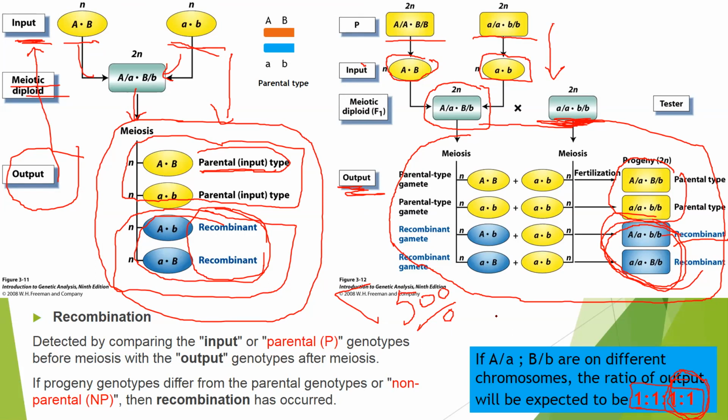So this is the criterion we can use to tell from a test cross whether these 2 genes are linked or not. So the key point is this: we're going to use 50% as a criterion, a cutoff, to test the linkage between 2 genes.